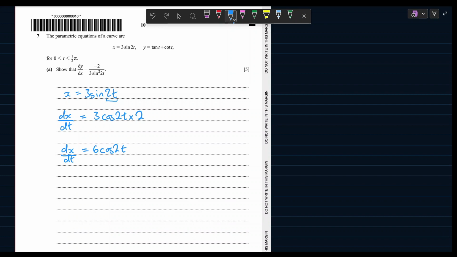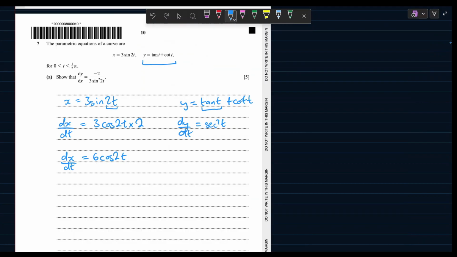Alright, and now we're going to do the same for y equals tan t plus cot t. So here we want to find dy/dt. So we've got tan t plus cot t. dy/dt is going to be equal to, if you differentiate tan t, you're going to get sec squared t. So from the MF19, we get that the differential of cot t is negative cosec squared t.